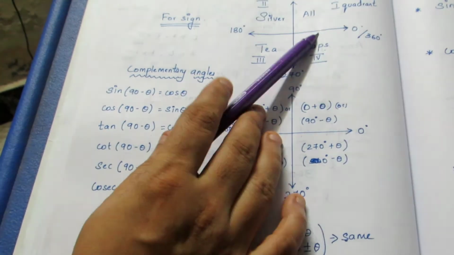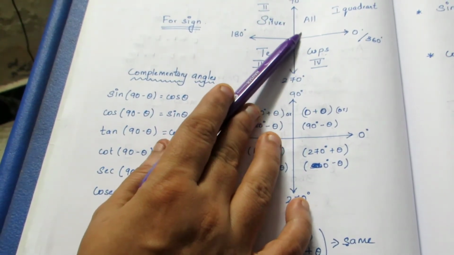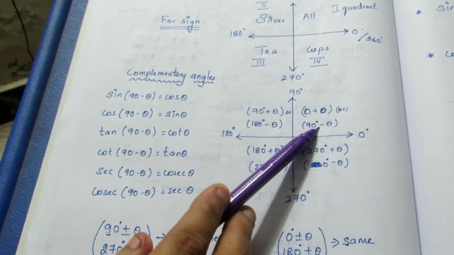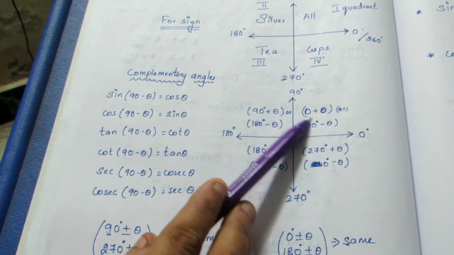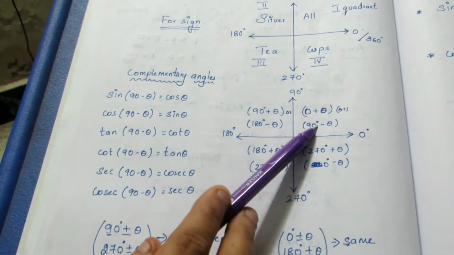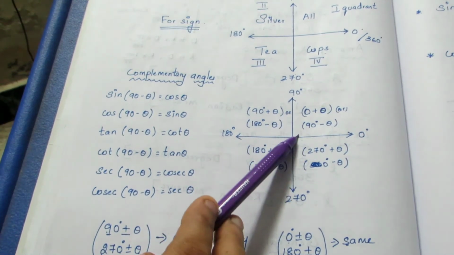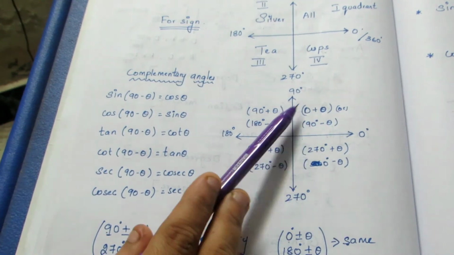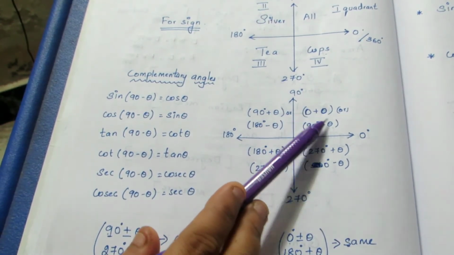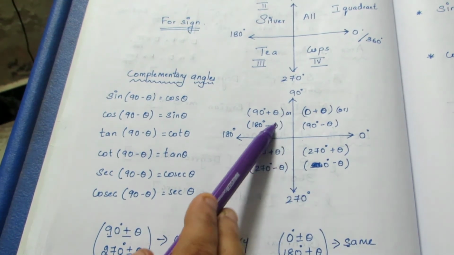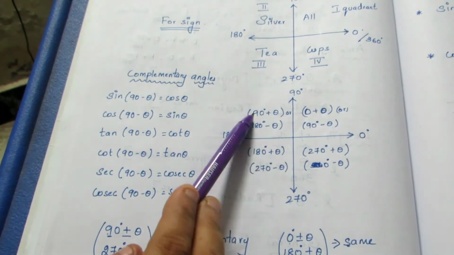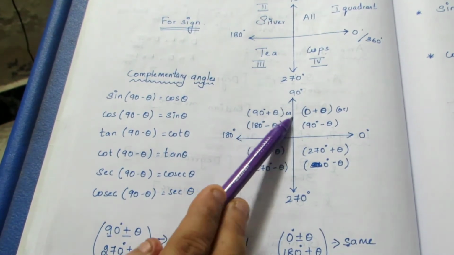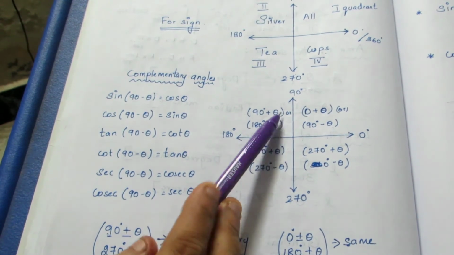Now if theta comes in this area, we know it is 0 plus theta. This can also be written as 90 minus theta. If there is one angle over here, this can also be called 90 minus theta. So this region is 0 plus theta or 90 minus theta. Even this region, this is 90 plus theta. If there is one line and this is the angle theta, then it will be 90 plus theta here, or 180 minus theta.